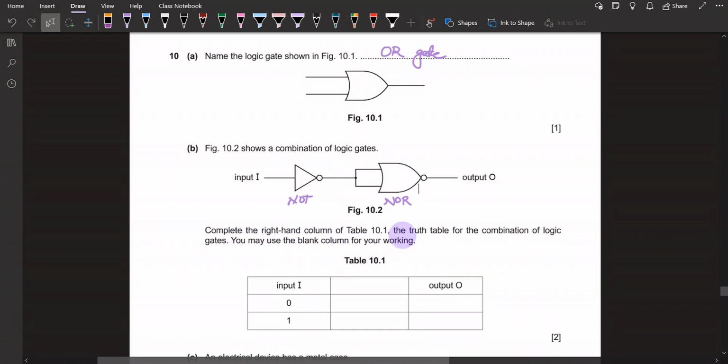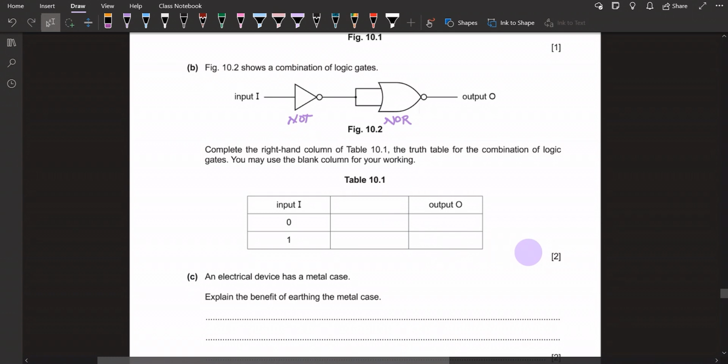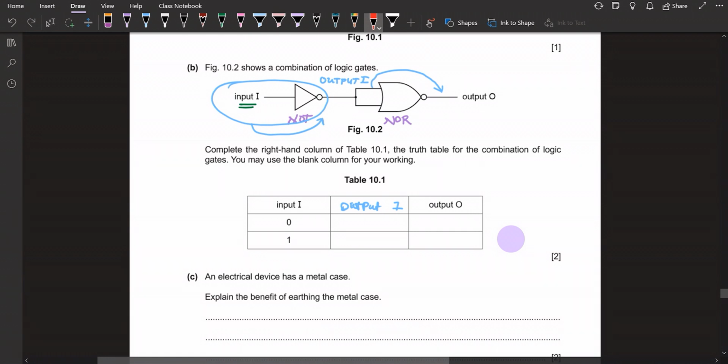You may use the blank column for your working. So what happens is we have input I, then we'll have output I, and then there will be two inputs again, which will give us output O. So what we can do is first we can solve this part, which is going to be input I will give us output I. So we can write here output I, and the answer for this is going to be opposite of the inputs because it's a NOT gate. So 1 and 0, and output O is going to be our NOT OR.